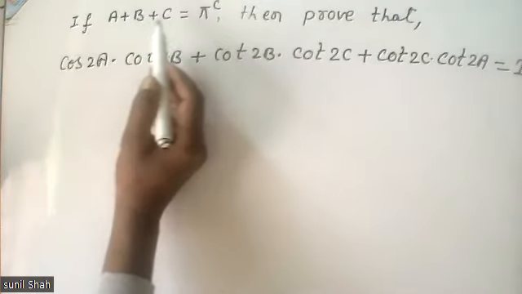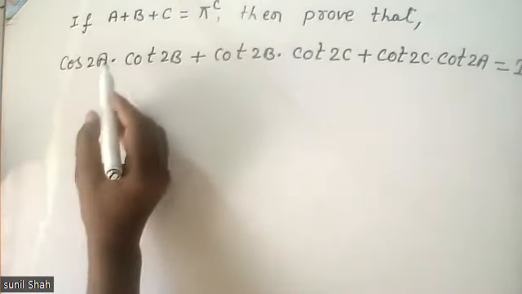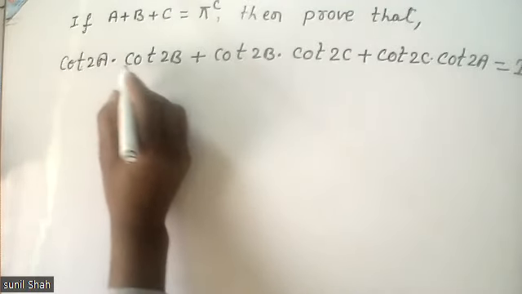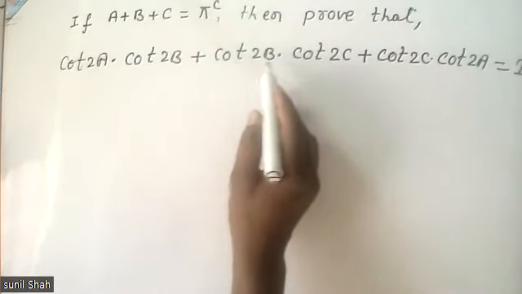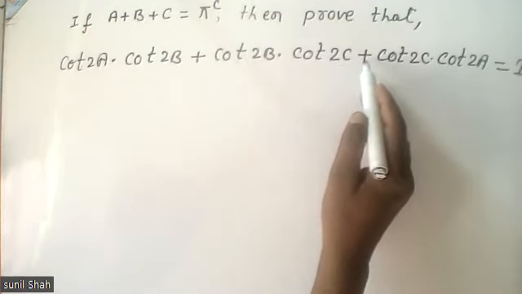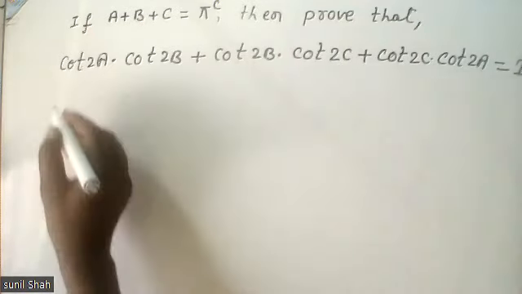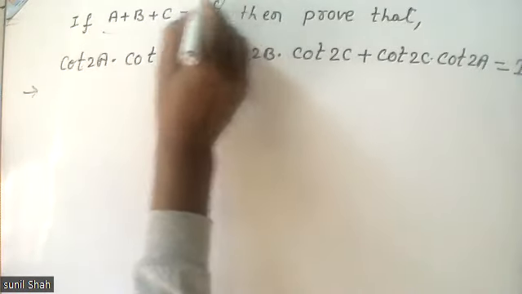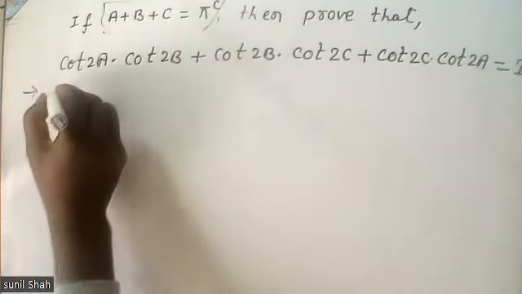If A plus B plus C is equal to pi radian, then prove that cot 2A into cot 2B plus cot 2B times cot 2C plus cot 2C times cot 2A is equal to 1. For this, we start with A plus B plus C is equal to pi.